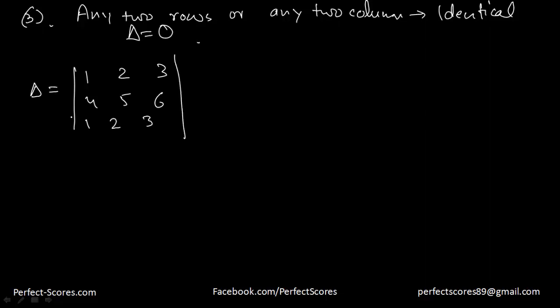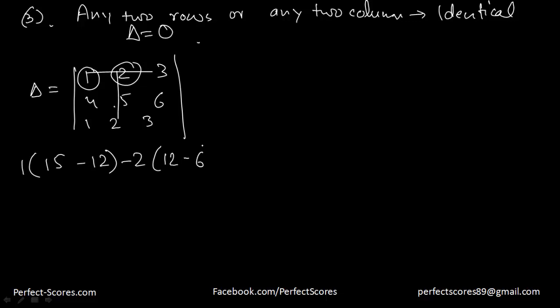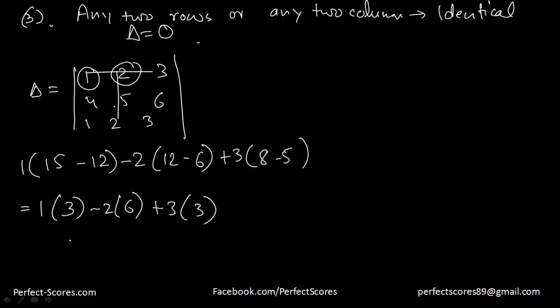So let's suppose we want to find the value of this determinant. We're going to fix this 1. We're going to have 5 into 3, 15 minus 6 into 12. Then we're going to have this negative 2 into 4 into 3, 12, minus 6, which is 6. Then we're going to have a positive 3, then it's going to be 4 into 2, 8 minus 5. So this is going to be 1 into 3 minus 2 into 6 plus 3 into 3. So this is going to have 3 minus 12 plus 9, which is actually going to be 0. We have proved our property here.